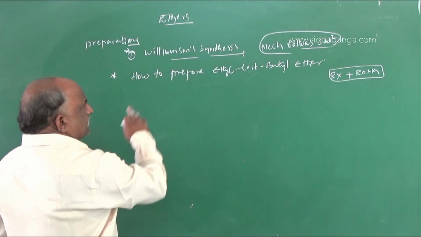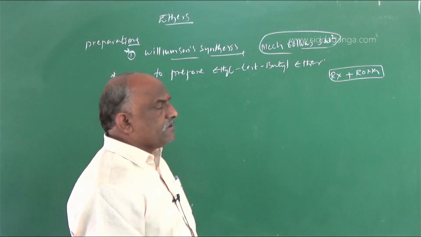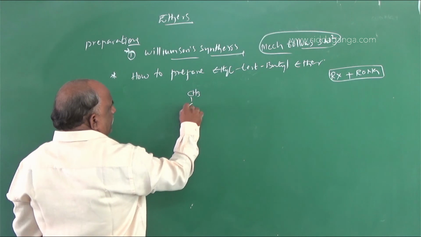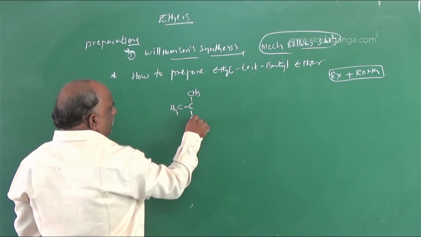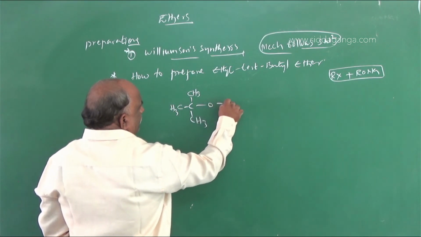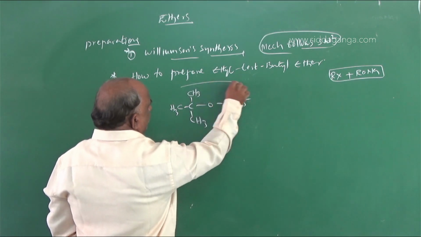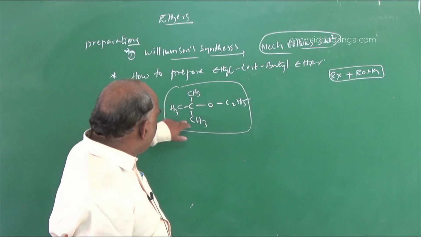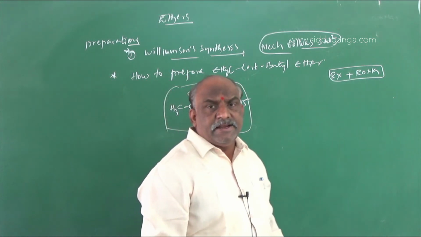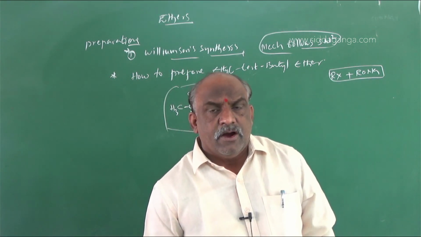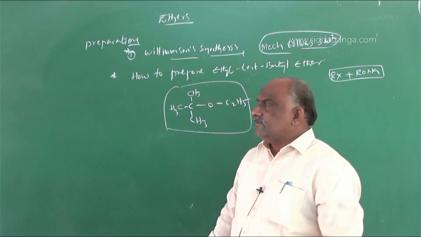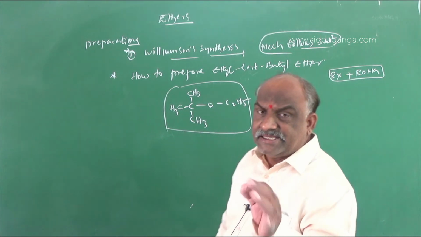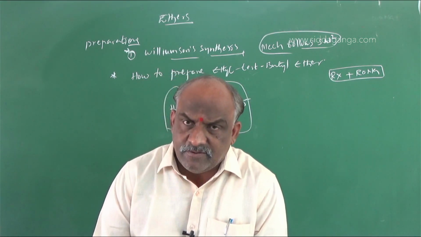So what about the structure of ethyl tertiary butyl ether? Tertiary butyl is CH3, CH3, CH3. This is the product. We need this product, my dear students. Ethyl tertiary butyl ether. How to prepare it? What is RX? What is RONa? That we have to decide. That is very, very important.